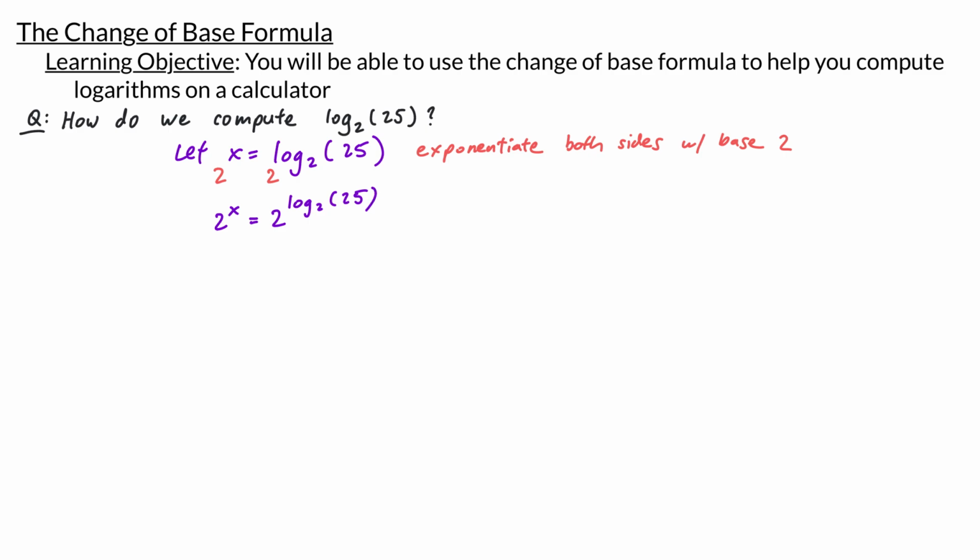Now remember that logarithms with base 2 and exponentiation with base 2 are inverse operations of each other, meaning if they're performed back to back, those two operations will cancel each other out. And that's what's happening here. The log with base 2 will cancel out with the exponentiation, leaving us with just 25 on the right-hand side. So we have 2 to the power of x equals 25.